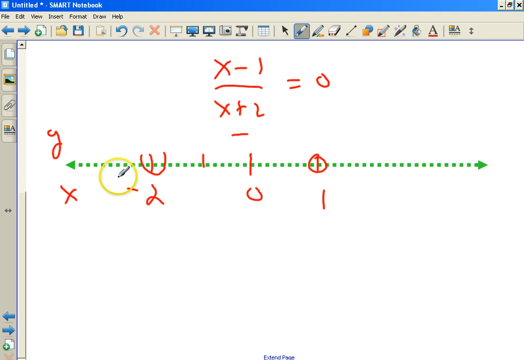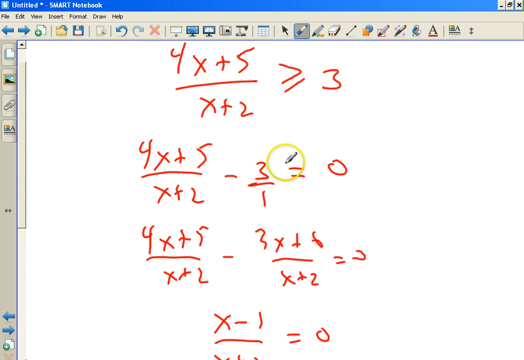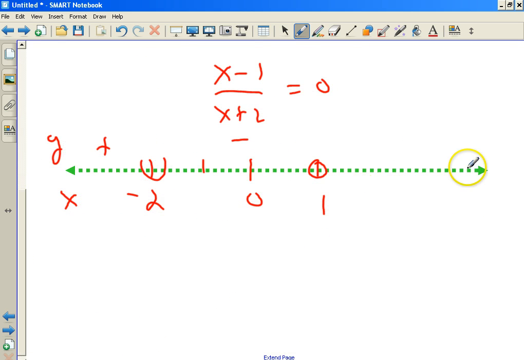Pick something less than negative 2. Negative 3. Negative 3 minus 1 is positive or negative? Negative. Negative 3 plus 2 is positive or negative? Negative. Negative over negative is positive. So these x values will give you positive y values. Isn't that what you want? Greater than or equal to 0, right? What about out here? What are you going to pick? 12 works. 12 minus 1 is positive or negative? Positive. 12 plus 2 is positive or negative? Positive. Positive over positive is positive.